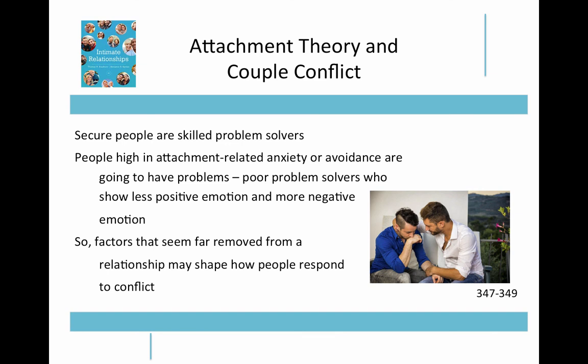So attachment theory relates to this too. No surprises here either. Secure people are skilled problem solvers, and people high in attachment-related anxiety or avoidance are going to have problems. They tend to be poor problem solvers who show less positive emotion and more negative emotion, and those don't do well in relationships. So here's the takeaway from this chapter. Factors that seem far removed from a relationship may shape how people respond to conflict. That's chapter 10, not a happy chapter, but I hope you have a great day.